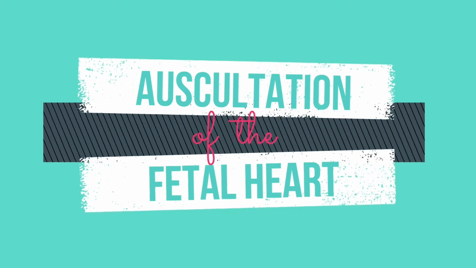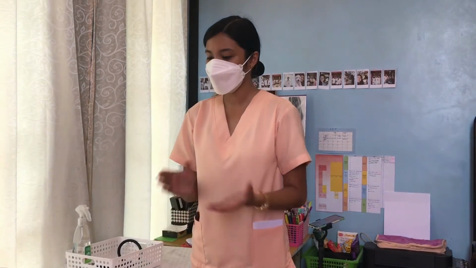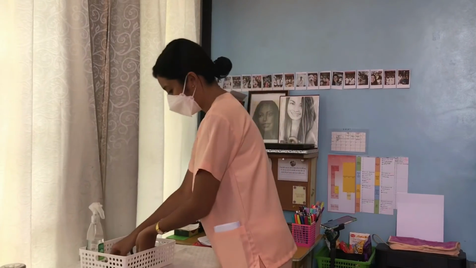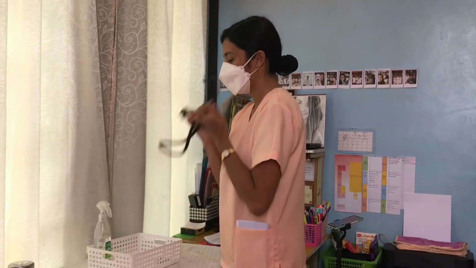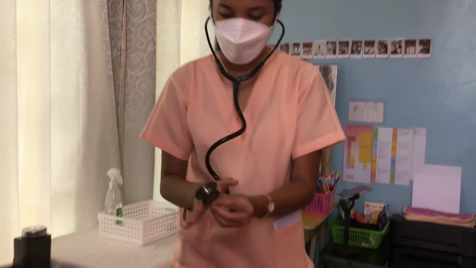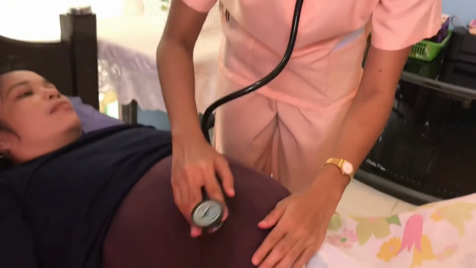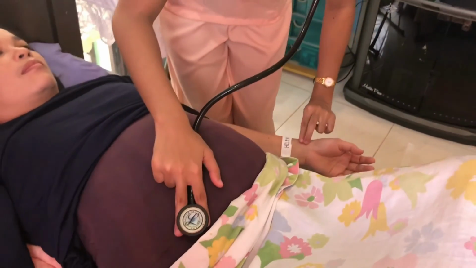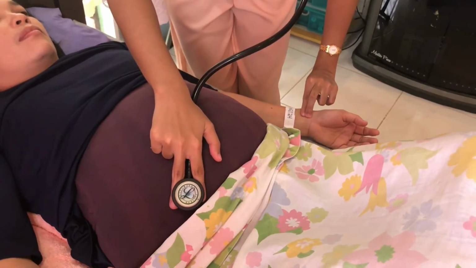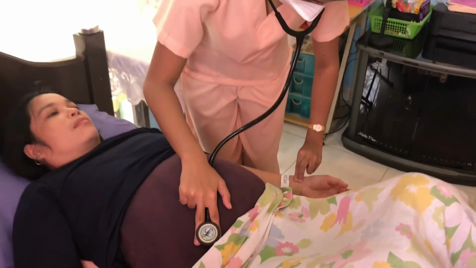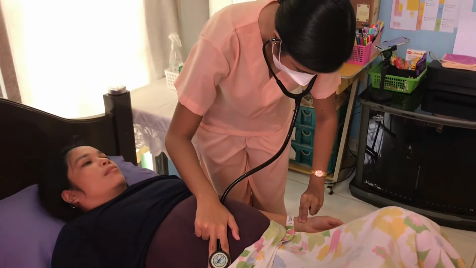Auscultation of the fetal heart. So now, ma'am, I will proceed with the auscultation of the fetal heart. Place the bell of the stethoscope over the convex portion of the fetus closest to the anterior uterine wall. Since the fetal position is cephalic, place the stethoscope at the lower quadrant. Listen by pressing firmly and gently. Count in a full minute while the other hand feels for the mother's radial pulse.